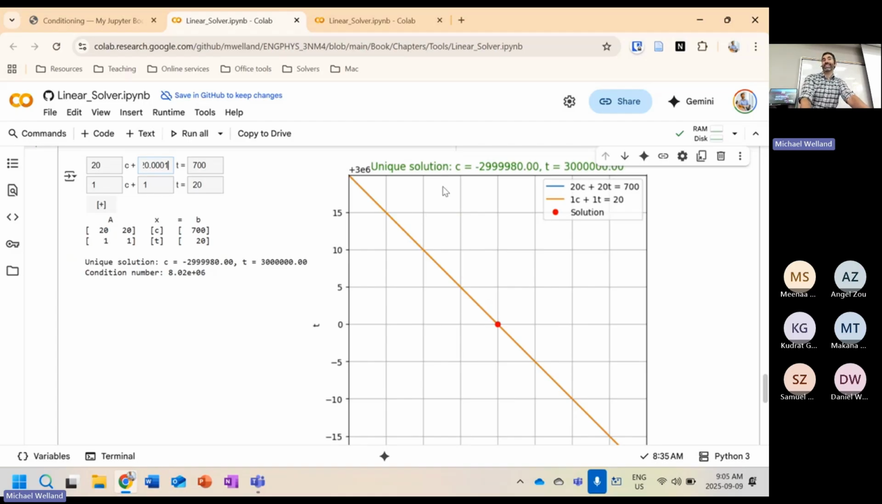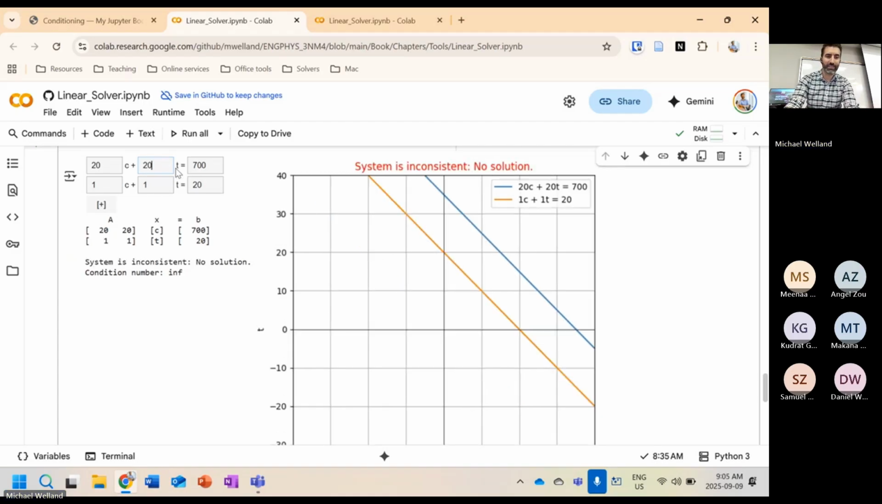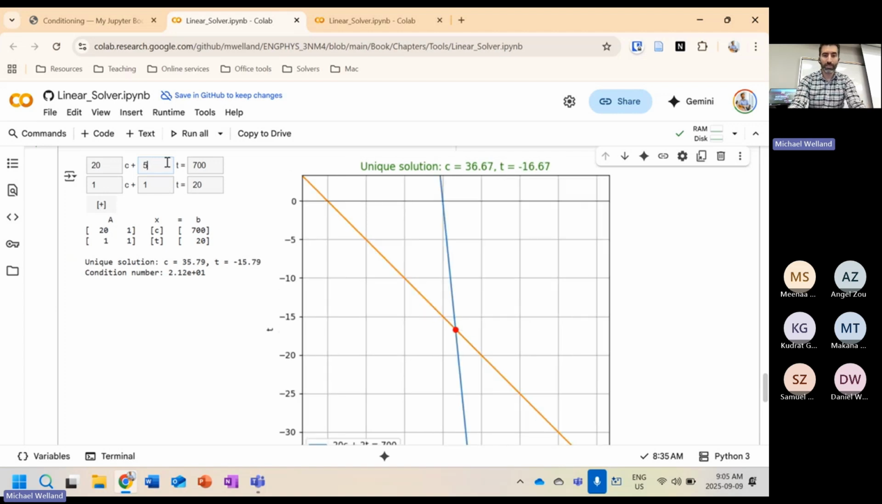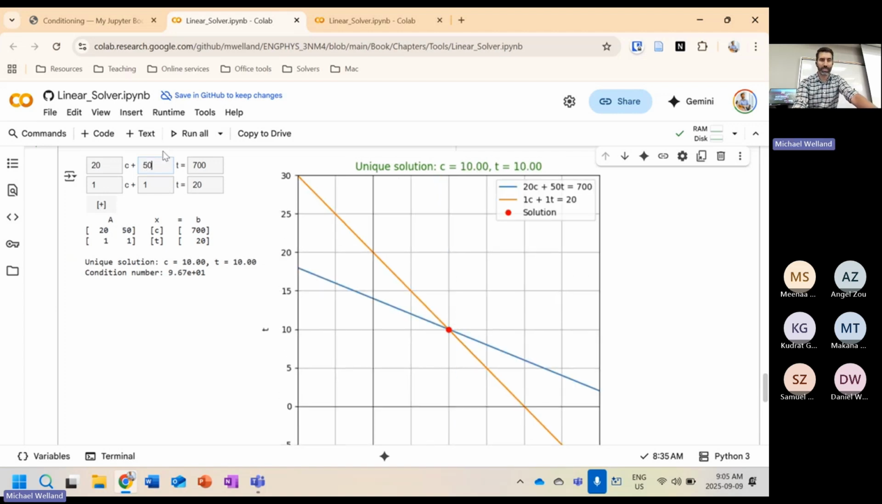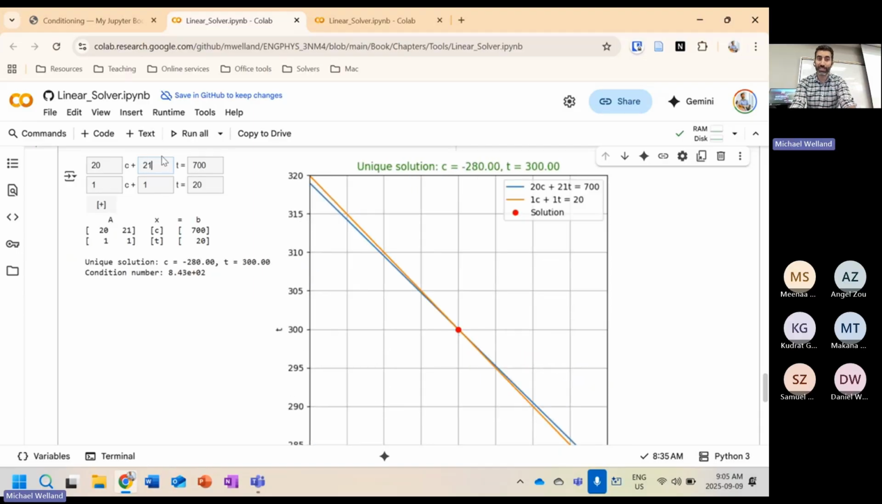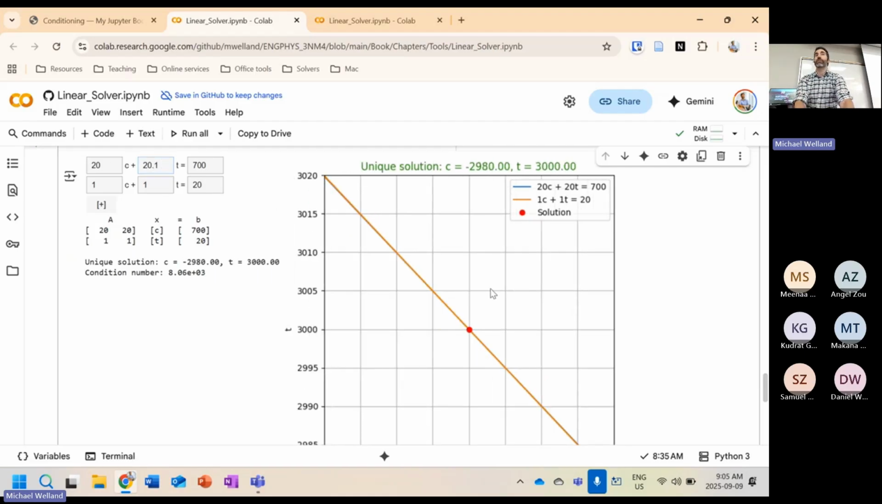Okay. Technically, check this out. When the tables are 21, I can still find a solution. It's up here. Joel was nice enough to program this in so we can see it. When it was 50, no problem, we found 10 and 10. If I do 21, I can still find a solution. If I do 20.1, I can still find a solution. No problem. But the lines are almost overlapping.